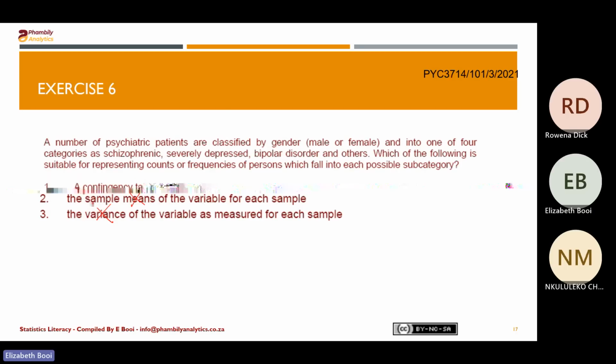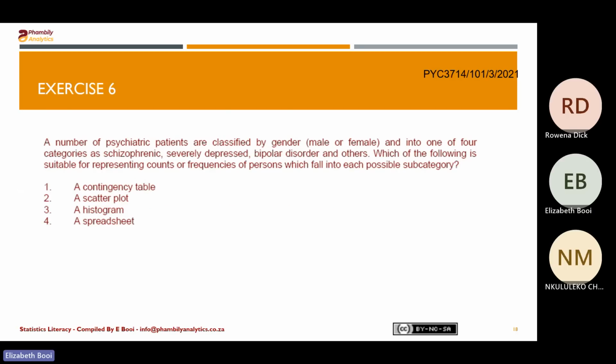A number of psychiatric patients are classified by gender, which is male or female, and into one of four categories: schizophrenic, severely depressed, bipolar, and others. Which of the following is suitable for representing counts of frequencies of persons who fall in each possible subcategory? Number one, is it a contingency table? Number two, is it a scatter plot? Number three, is it a histogram? Number four, is it a spreadsheet? 1, 2, 3, or 4.